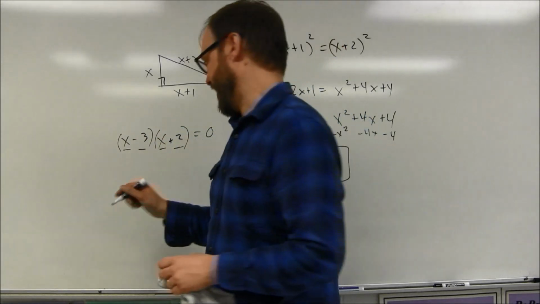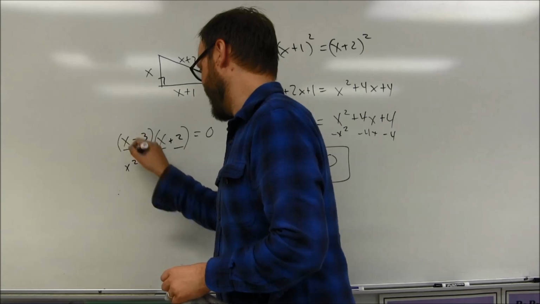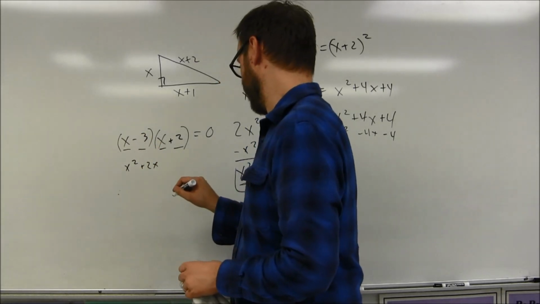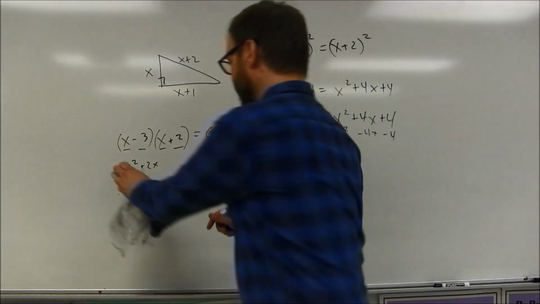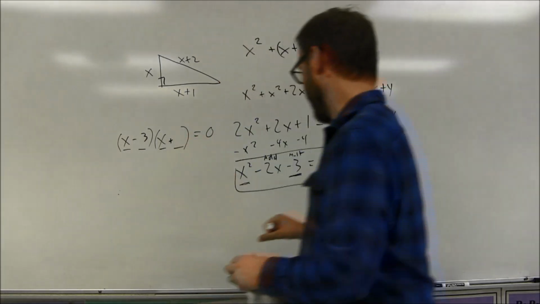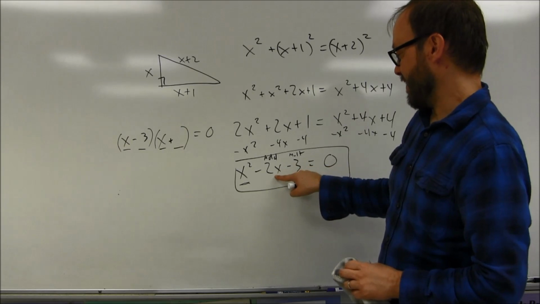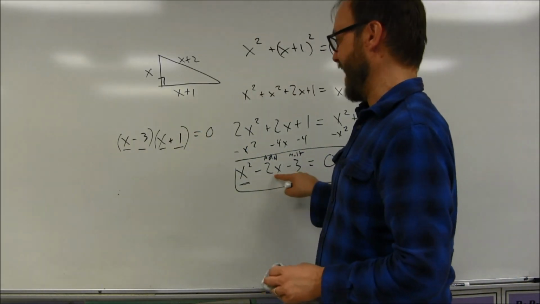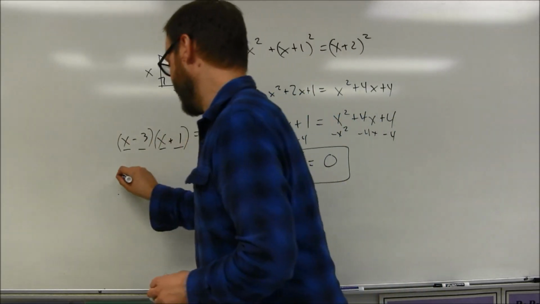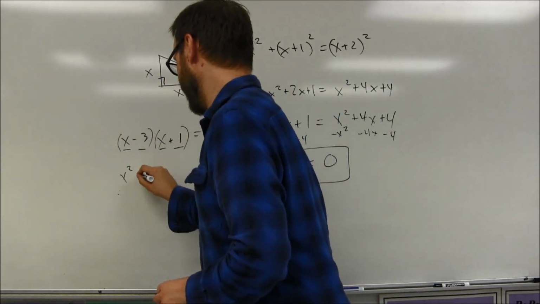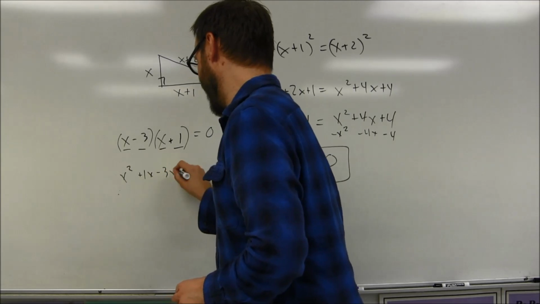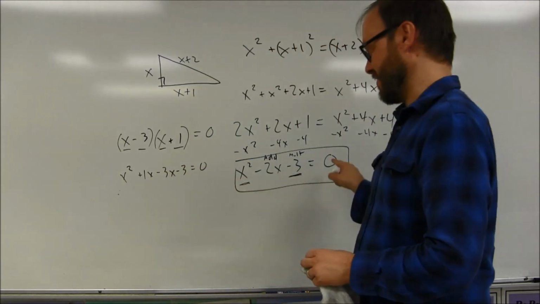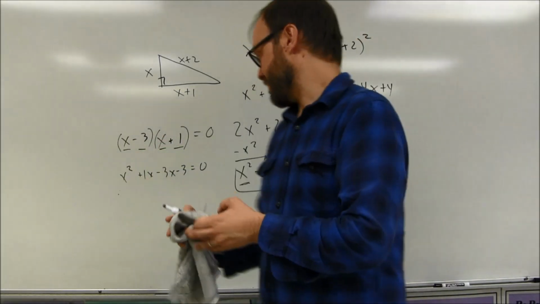You should really check. If you multiply this out, that's going to be x squared plus 2x. Oh, no, that's not right. Sorry. Numbers that multiply to be negative 3 and add to be negative 2 are negative 3 and positive 1. Sorry. And then they add to be negative 2. So check it. You get x squared plus x minus 3x minus 3. And notice that'll give you x squared minus 2x minus 3 equals 0. Now you've got something that works out.